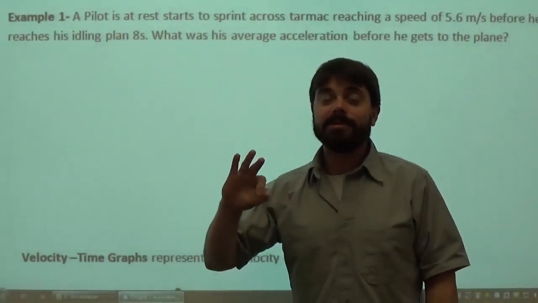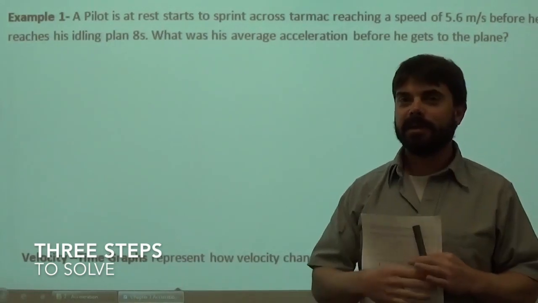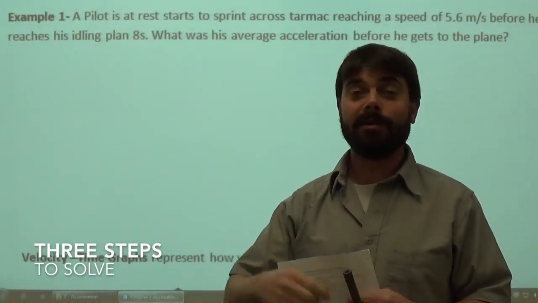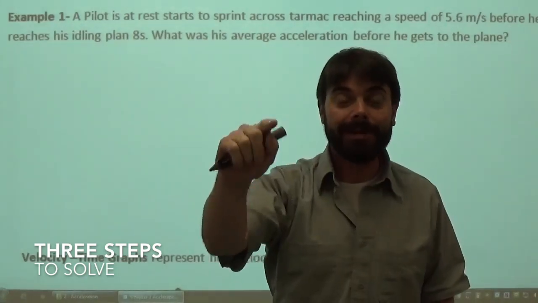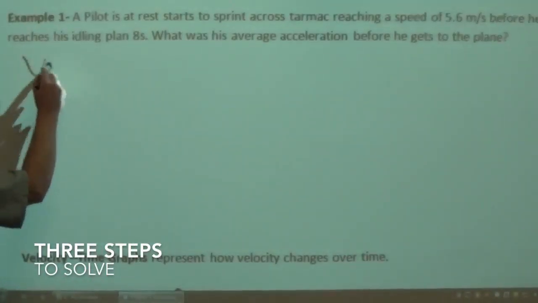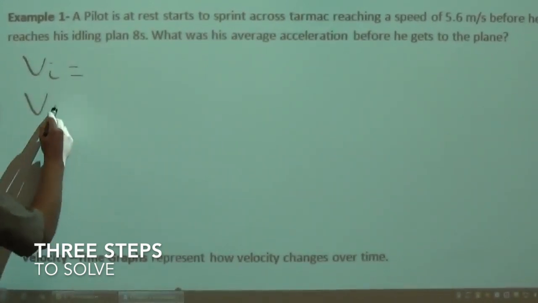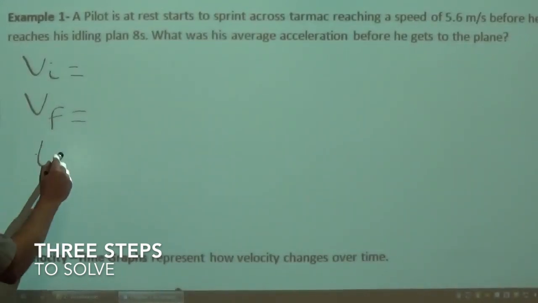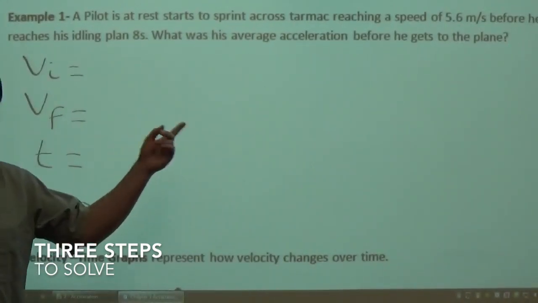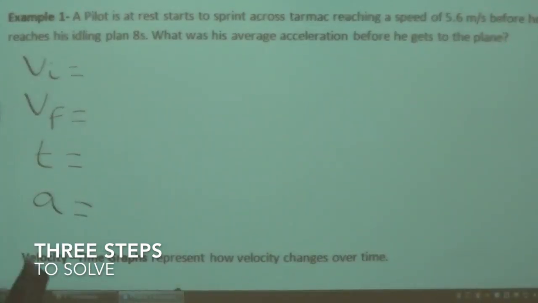The three things you guys should do all the time when solving any story problems: list the variables, list the equation, and then solve. 1, 2, 3. Number one, list the variables. Velocity initial, velocity final, time, acceleration. Read the problem and write them out.